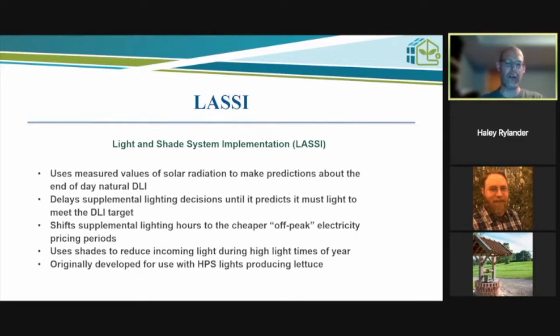Now, the original algorithm was developed for use with high-pressure sodium lights producing lettuce. And the characteristic of high-pressure sodium lights is they don't really like to be turned on and off on a regular basis. Usually you want to turn them on, there's a 10-minute warm-up or so, and you want them to stay on until you're finished with them. You don't want to be turning them on and off every hour.